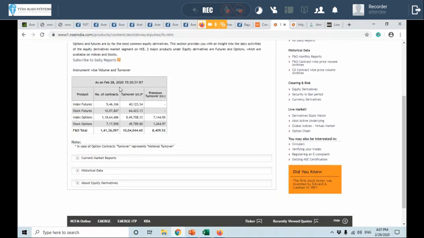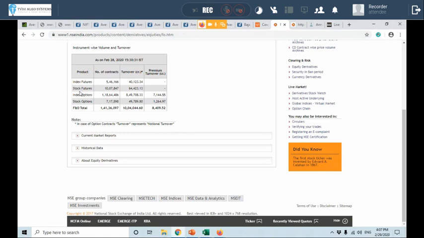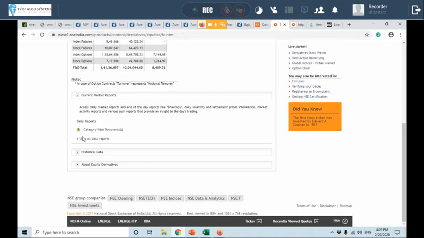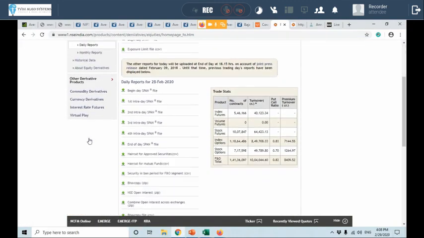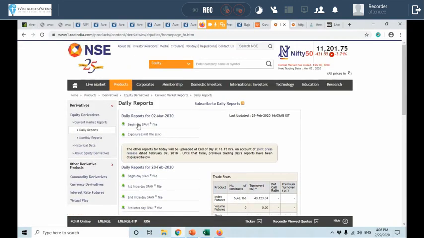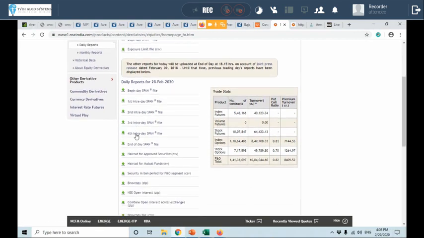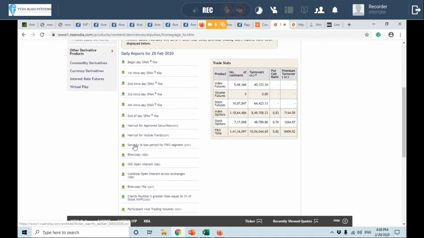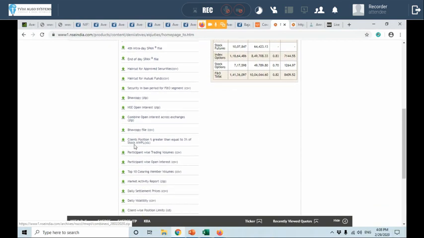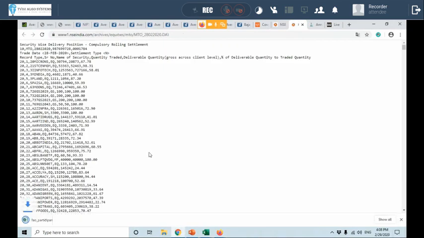See, this is the total turnover that happened on that day. So in index futures, this was the number of contracts, this was the turnover. And all this information you get from equity derivatives. If I go into current reports and view all, this is pretty interesting. Here you will get the information on ban, which security is on ban or whatever. Participant wise trading volumes. This is important.